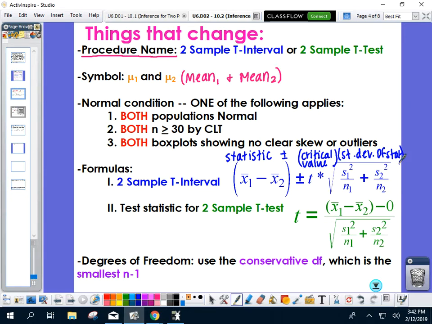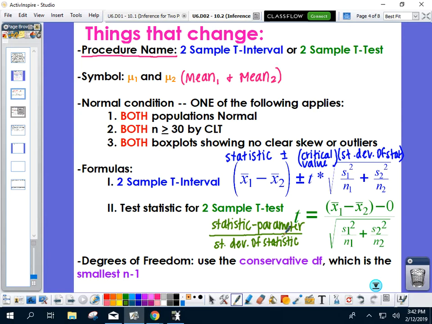Then for number 2, the test statistic. Remember, all test statistics have the same format. Statistic, same statistic as the interval, minus parameter over the standard deviation of the statistic. For two sample tests, all parameters are 0 because we're testing that there's no difference for our null against our alternative. And then all t procedures have degrees of freedom. And so right now we're going to be using what's called the conservative degrees of freedom, and you'll just take your smallest sample size and subtract 1 from that one.